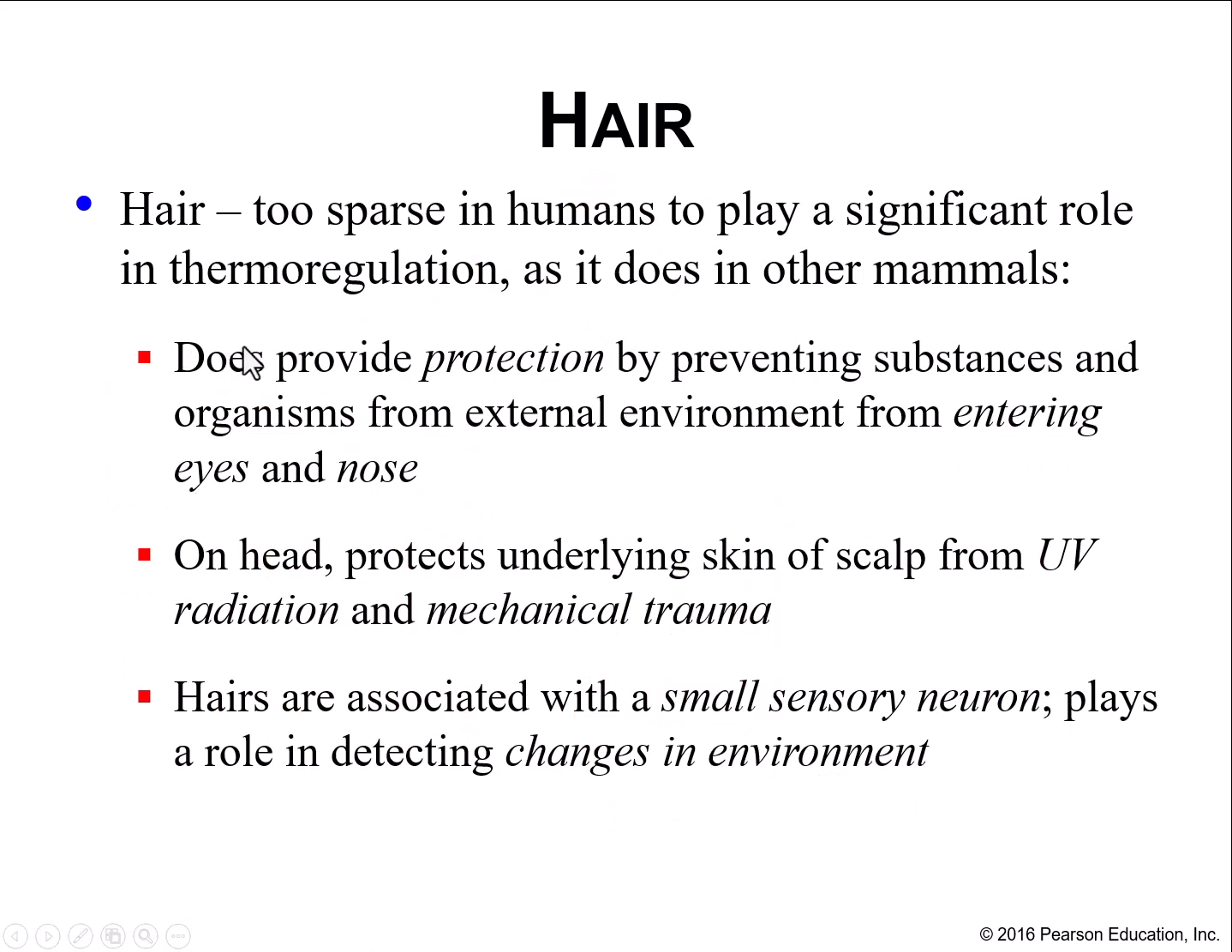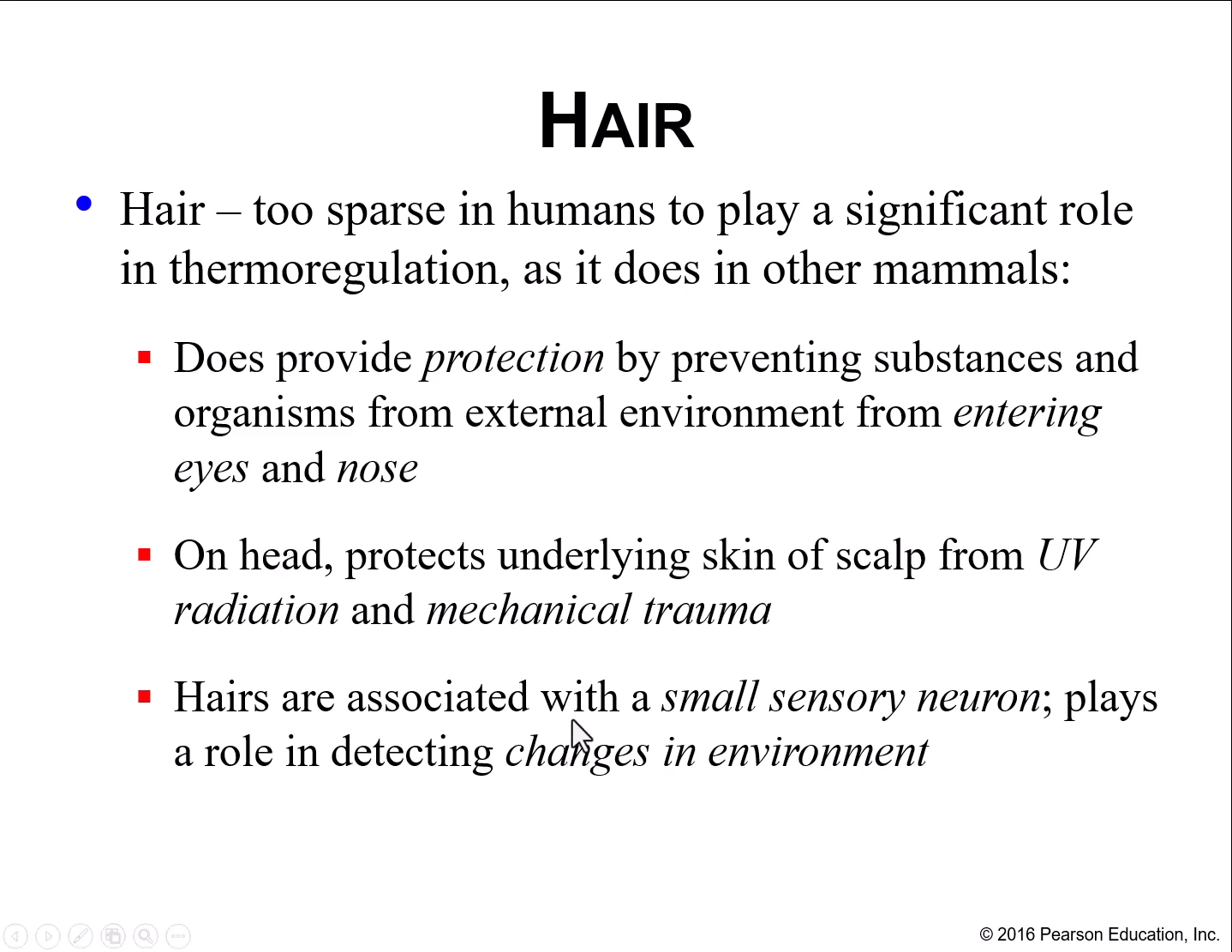With humans, hair is really too sparse to play a significant role in thermoregulation, whereas dogs, cats, and other mammals that are very hairy use it for thermoregulation. But it does provide us protection by preventing substances from getting in our eyes. Our eyebrows help keep sweat from dripping into your eyes. The nose hairs help with the mucus to catch particles coming into the nose. And while we have hair on our head, it helps to protect us from both UV radiation and mechanical trauma.